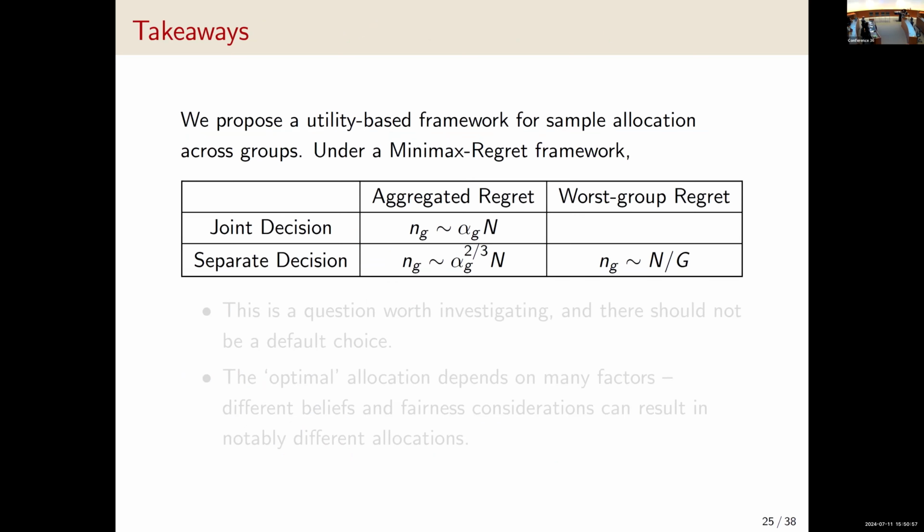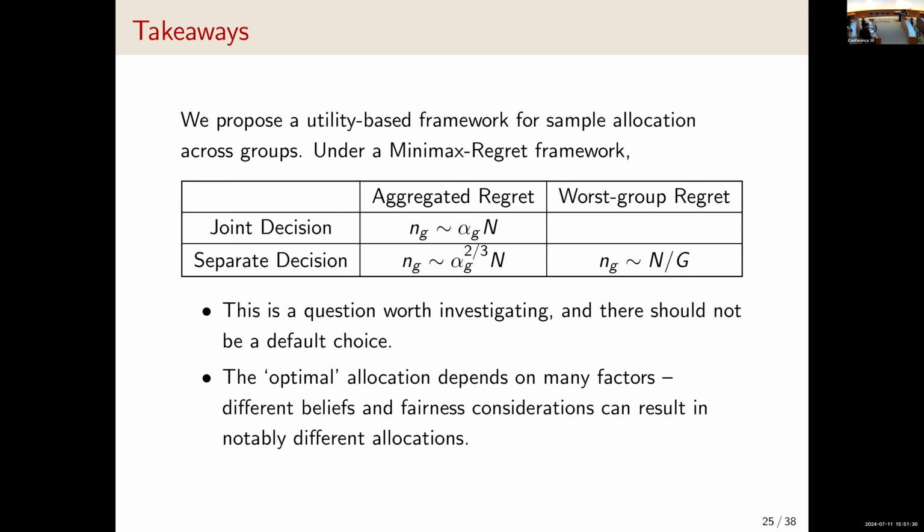And just to quickly summarize, we propose a utility-based framework for sample allocation across groups. Under the Minimax-Regret framework, we show that different combinations of decision paradigms and social welfare functions may lead to different sample selections. As opposed to saying that you have to follow our formula and select your sample, we think of it more as a working message saying that this is a question worth investigating and there should not be a default choice such as proportional selection. And the optimal allocation depends on many factors, different beliefs and fairness considerations can result in very different allocations.